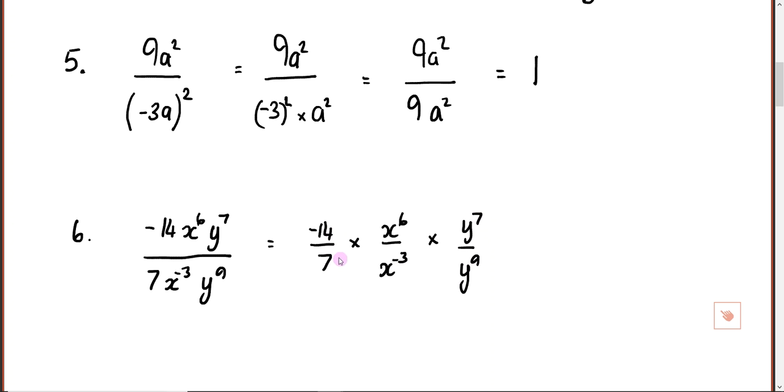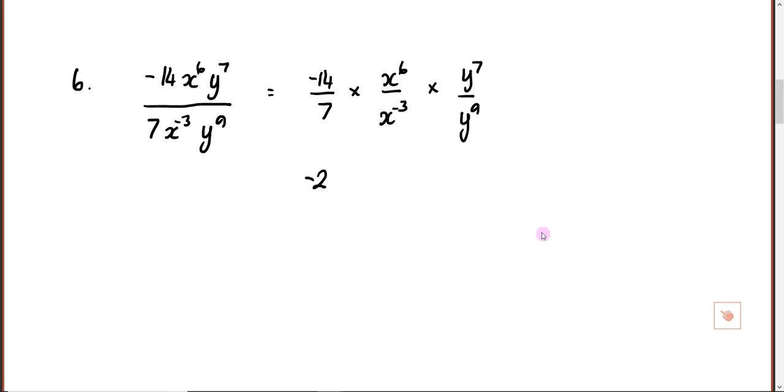So negative 14 divided by 7 is negative 2. Some people wrote that and then made a mistake later on. When I divide, what do I do? Subtract the exponent. So 6 subtract negative 3. Those of you that got this wrong, did you write this out, to have it visually in front of you to check that you were doing the right thing? Right? And then this one would be y, 7 subtract 9.